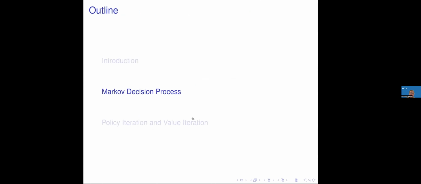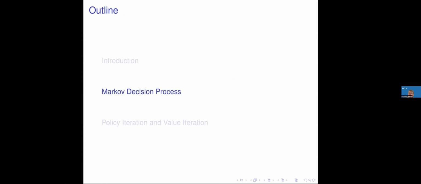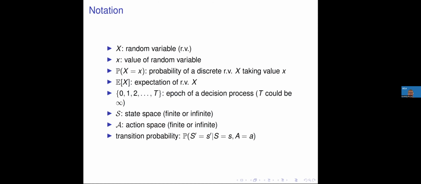Okay. So with all this high-level introduction to reinforcement learning, now I'm going to narrow down to the mathematical foundation of reinforcement learning. So I will start to introduce the mathematical model of reinforcement learning, which is called the Markov decision processes. So here's a list of notations that I will repeatedly use in the remaining of this lecture.